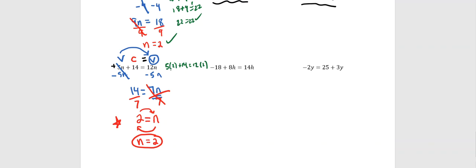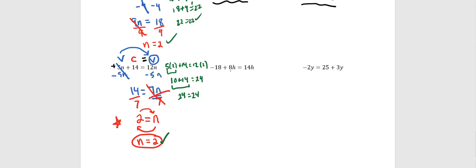Well, let's start doing the GEMDAS, the order of operations. What's 5 times 2? 5 times 2 is 10, plus 14. Is that equal to 12 times 2, which is 24? Well, what's 10 plus 14? 24 is equal to 24. We see that when we put 2 into wherever n appears in this equation, in this case in 2 places, we get a balanced outcome. So that tells me that n equals 2 is my solution.